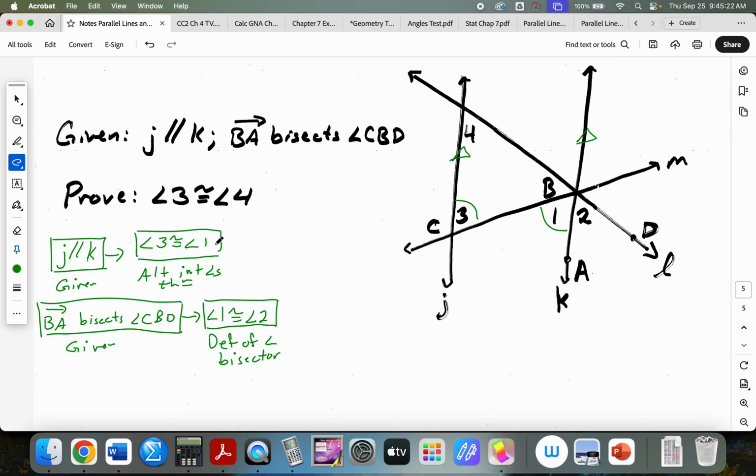Well, if angle 3 is congruent to angle 1, and angle 1 is congruent to angle 2, what conclusion can I make based on these two statements? Then 3 is congruent to 2. Yeah, based on those two, I can say that angle 3 is congruent to angle 2. And you can either call that the substitution property or the transitive property. But I'm not quite where I want to go yet, am I?